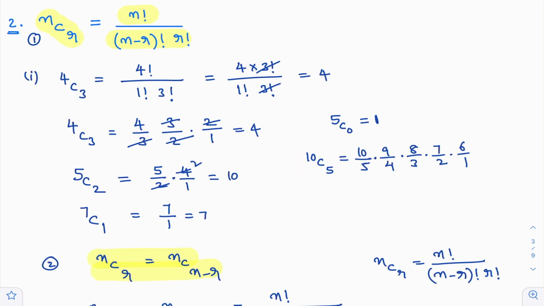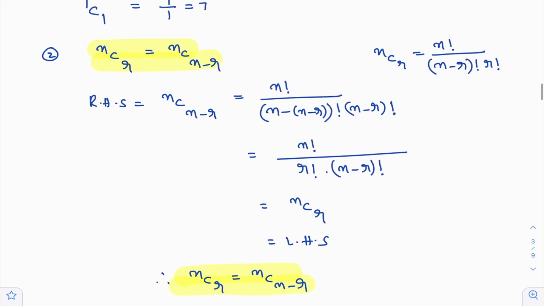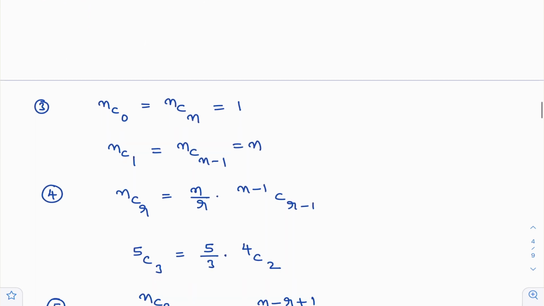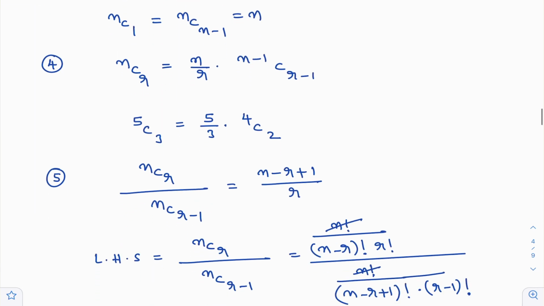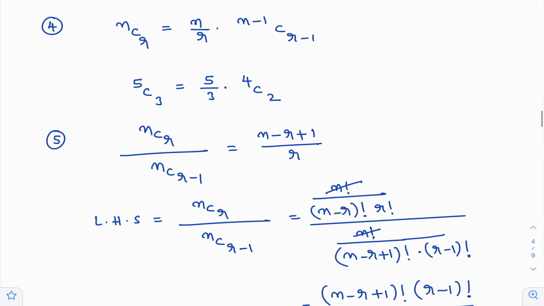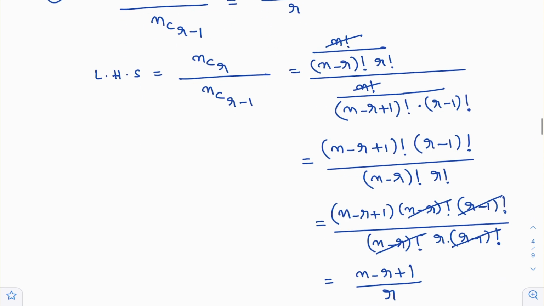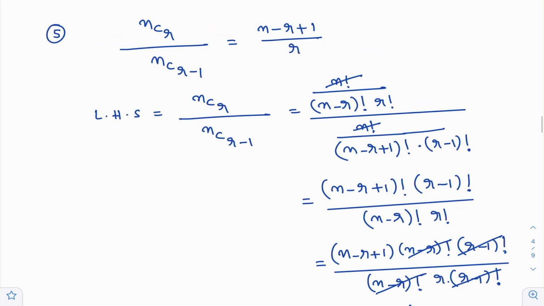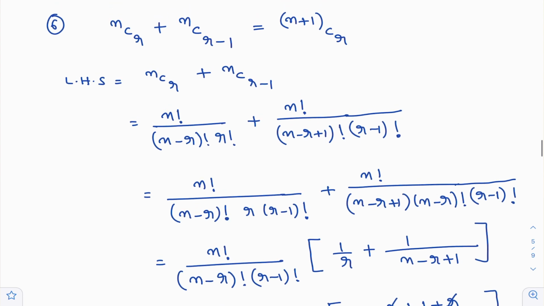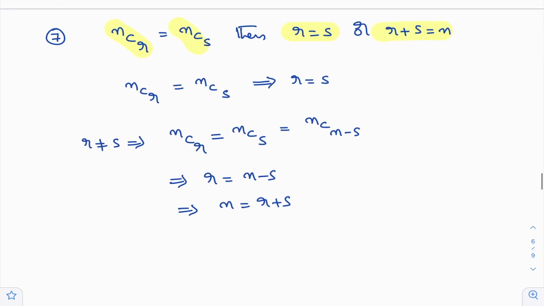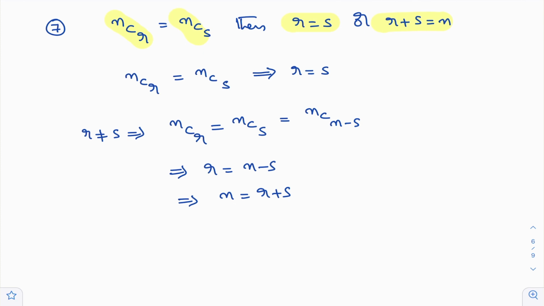What is nCr? nCr is n factorial divided by (n minus r) factorial into r factorial. What is the second one? nCr is the same as nC(n minus r). What is the third one? nC0 equals nCn equals 1, and nC1 equals nC(n minus 1) equals n. What is the fourth one? nCr can be written as n by r into (n minus 1)C(r minus 1). What is the fifth one? nCr divided by nC(r minus 1) equals (n minus r plus 1) divided by r. What is the sixth one? nCr plus nC(r minus 1) equals (n+1)Cr. What is the seventh one? If nCr equals nCs, then r equals s or r plus s equals n.